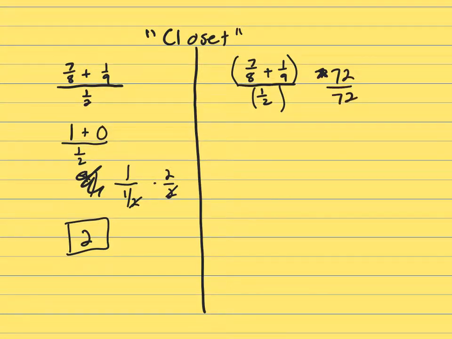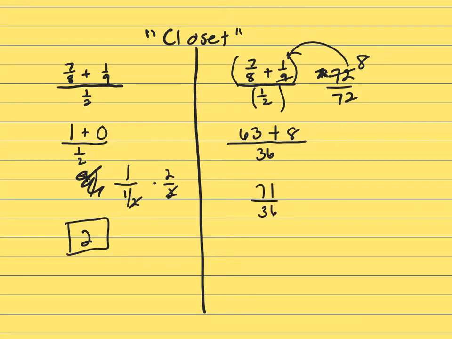So 7/8 times 72. 8 will go into 72 9 times. 9 times 7 is 63. Plus 9 will go into 72. You're multiplying 72 times this 1/9, 8 times. And then 1/2 times 72 is 36. So that gives you 63 plus 8 over 36.